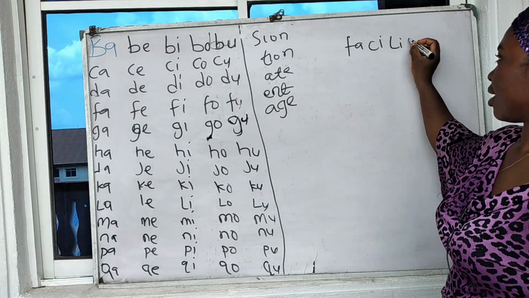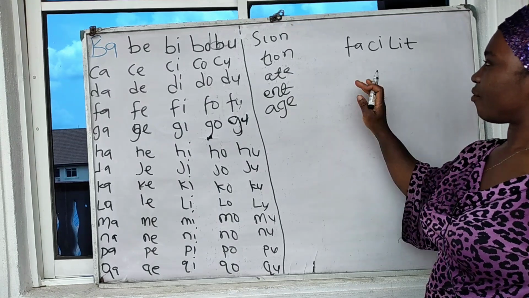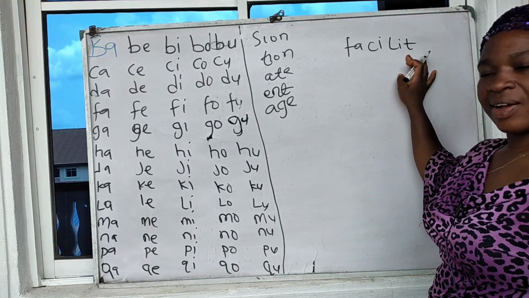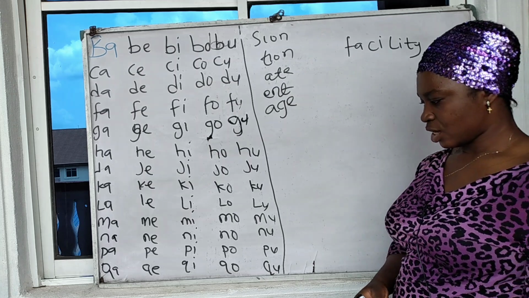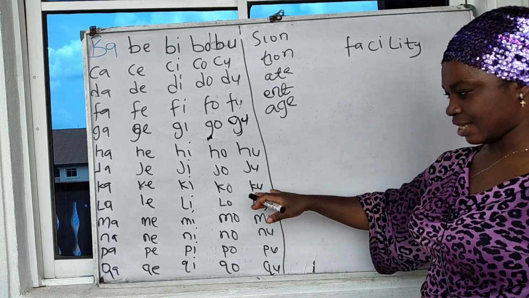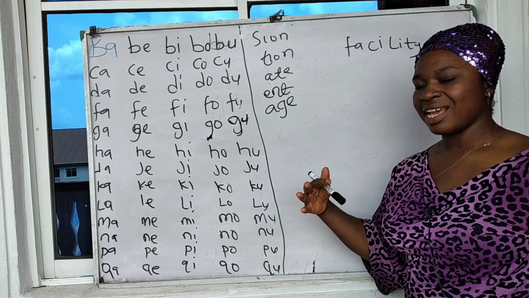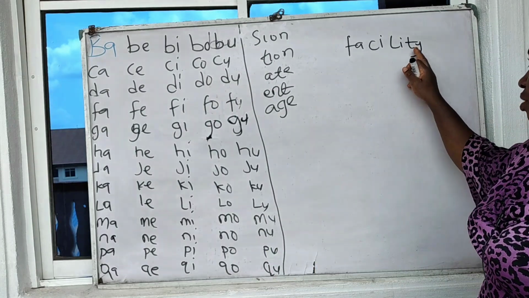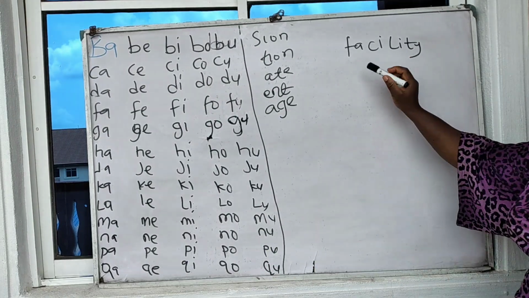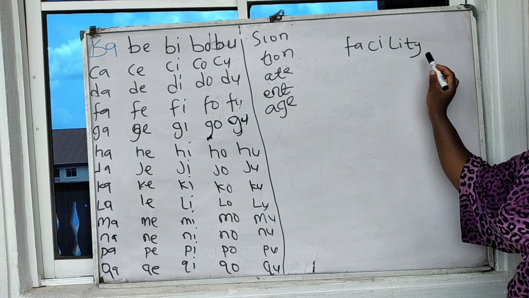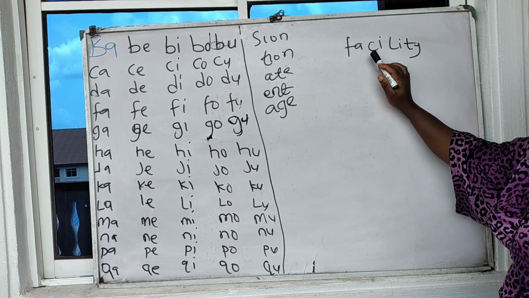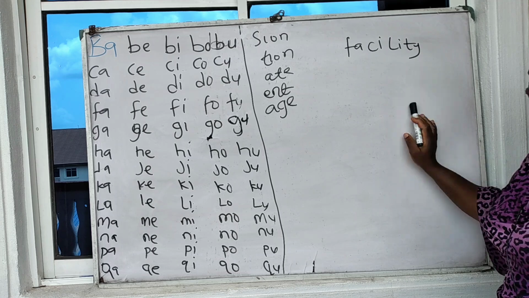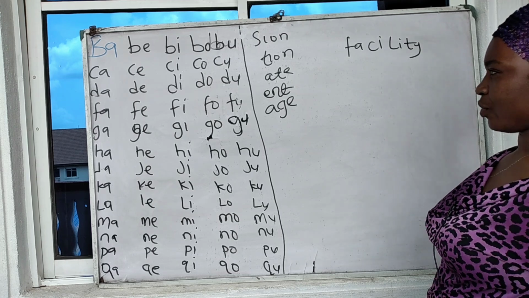So I have facility. To complete it, I just add y. We don't have this letter here, but I have taught this very sound, the ty, in one of our videos. So we have facility. Can you see what we just produced? We just produced a word, facility. Good. Let's try another one.